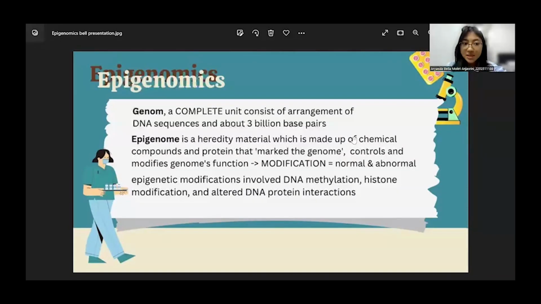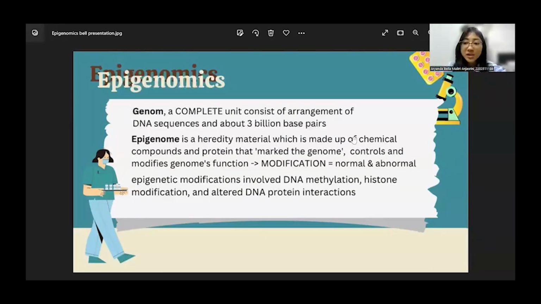The genome is controlled and modified by an epigenome, which is hereditary material made of chemical compounds and proteins. An epigenome that sticks to the DNA sequences of a genome could be said to have marked the genome, and this mark could be passed from one generation to the next. The modification occurring in a genome could be normal or abnormal. The normal one is the natural process of development and tissue differentiation, and the abnormal one could be a response to environmental exposure or pathogens that enter our body.